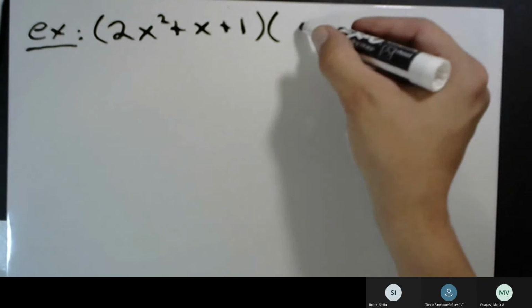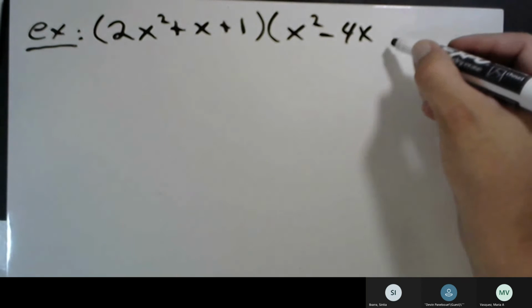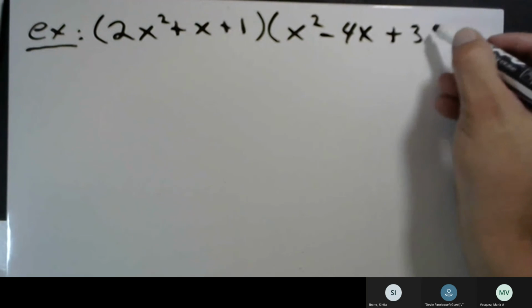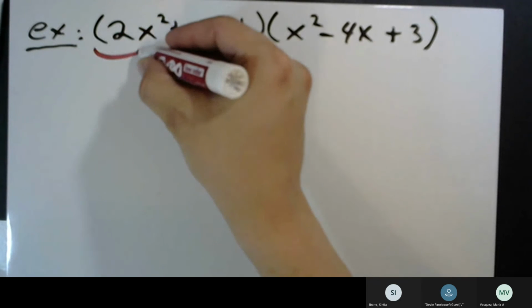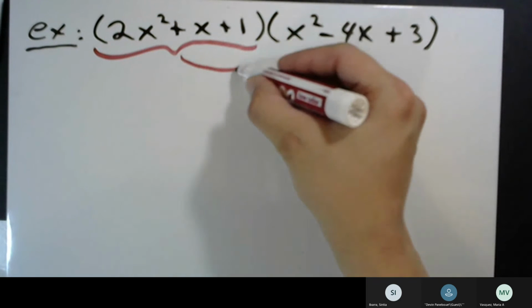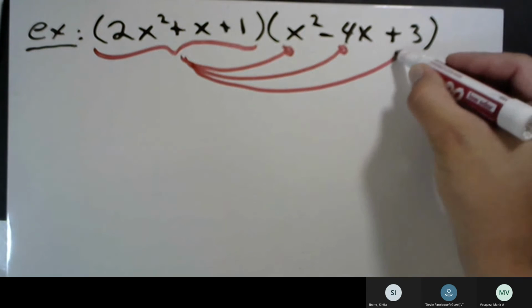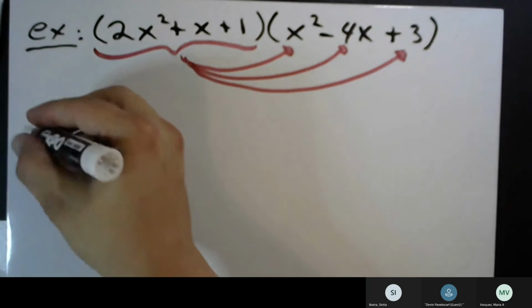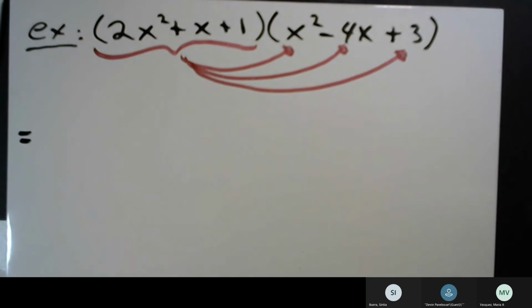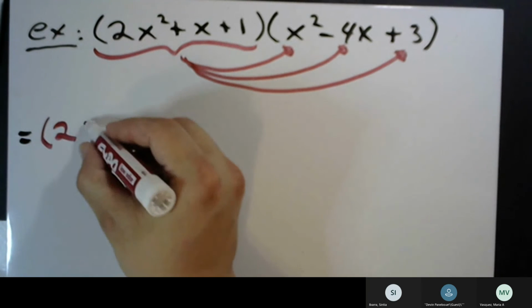And again, you could do this using the column method. I'm going to show you the distribution method, but you could use the column method as well. And the column method, I think, is faster. But the idea here, we're going to take this and distribute it to each of these terms.